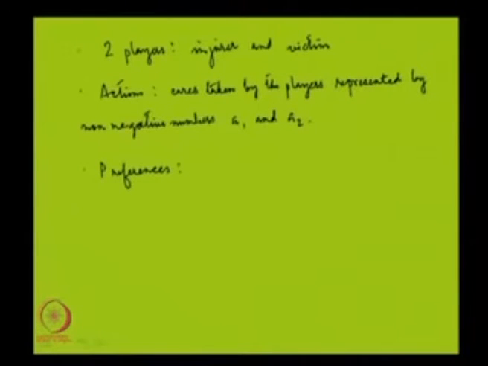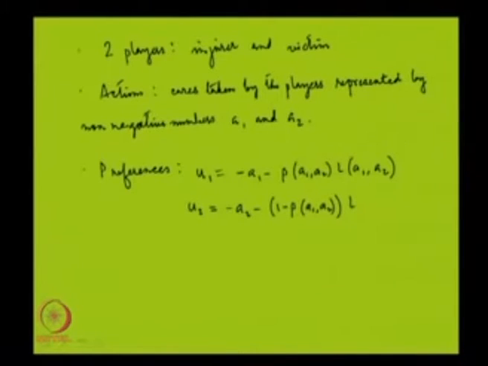So, the preferences are represented by payoff functions. So, this is the payoff function of player 1, that is the injurer. Okay. So, this is it.